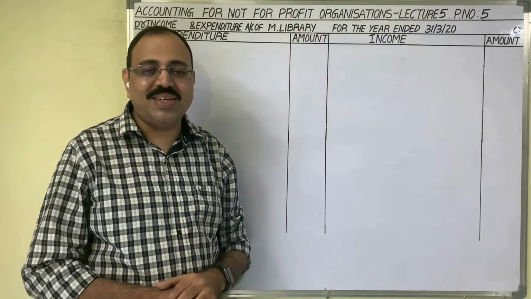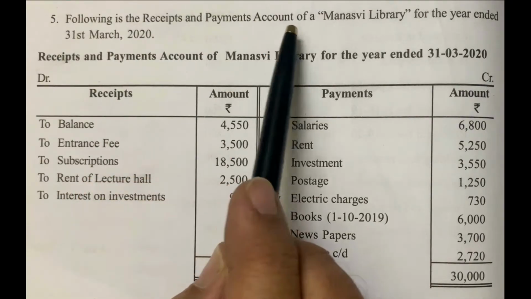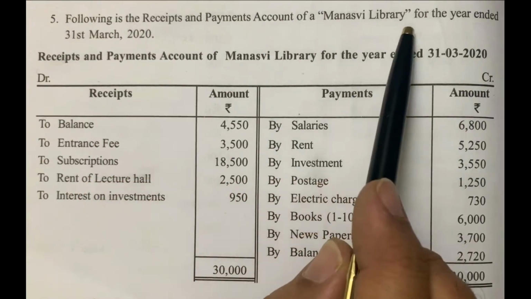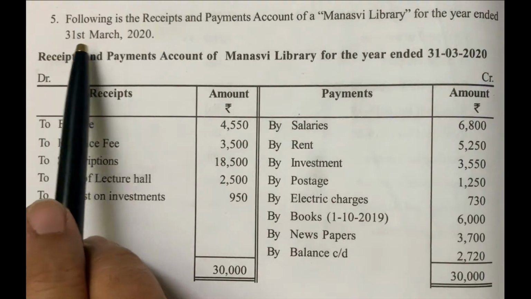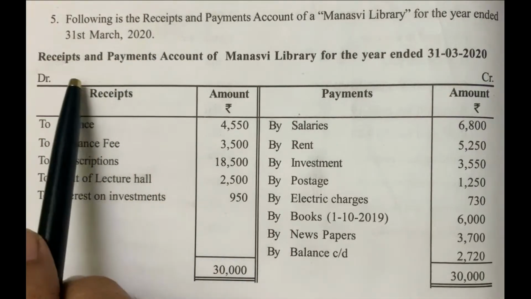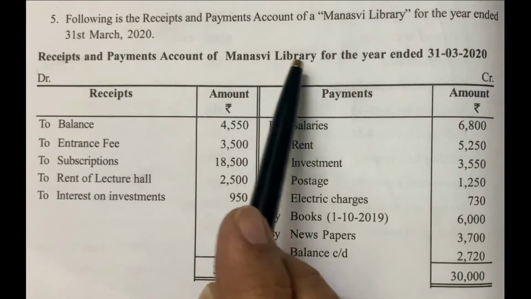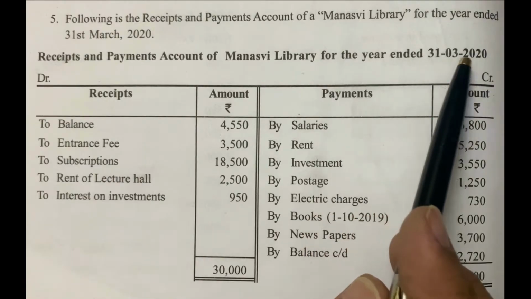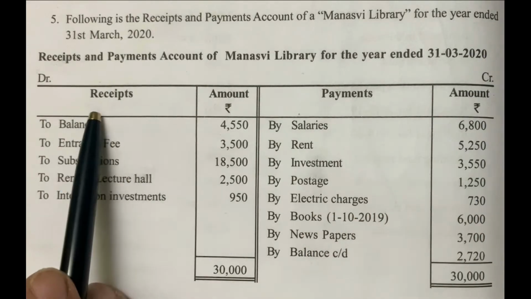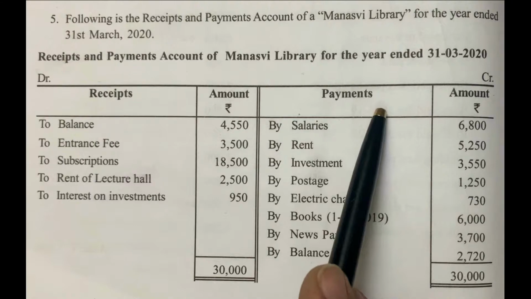Let us see the question first. Following is the receipts and payments account of Manasvi Library for the year ended 31st March 2020. Debit side receipts, credit side payments.